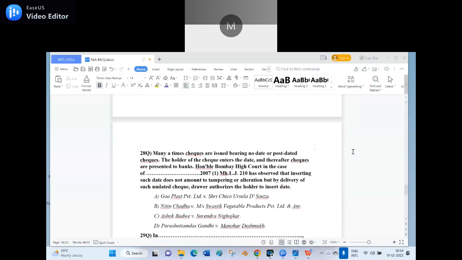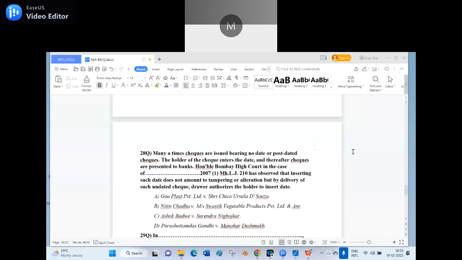28th question. Many times checks are issued bearing no date or post-dated checks. The holder of the check enters the date and thereafter the checks are presented to banks. The Honorable Bombay High Court in the case of 2007-1 Maharashtra Law Journal 210 has observed that inserting such a date does not amount to tampering or alteration, but by the delivery of such an undated check, the drawer authorizes the holder to insert the date. In which case law is it decided?